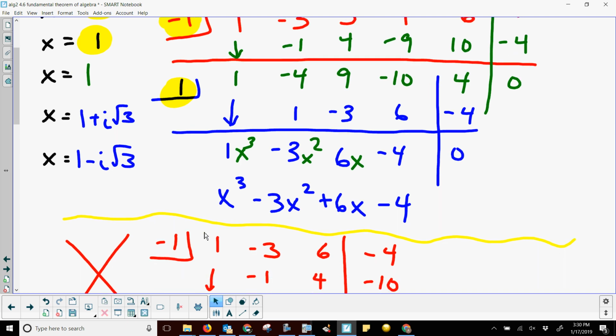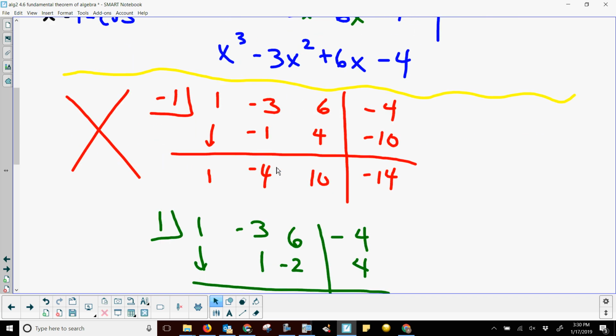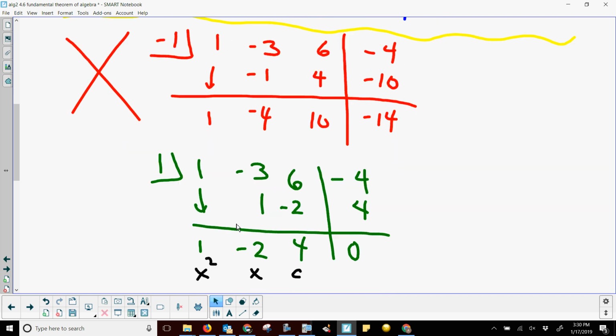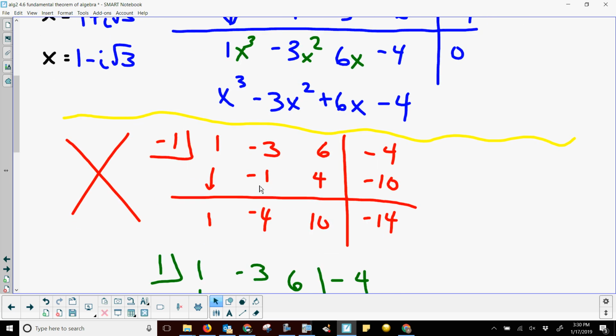numbers for synthetic division with -1, you get a remainder. Remainder means this, that's why there's big X here. This is not a solution. -1 does not work. So I'm going to use the 1, -3, 6, -4, and I'm going to try it with +1. See how they're the same, and they both came from this blue right here? I have a remainder of 0. So that's why this 1 is this answer right here.